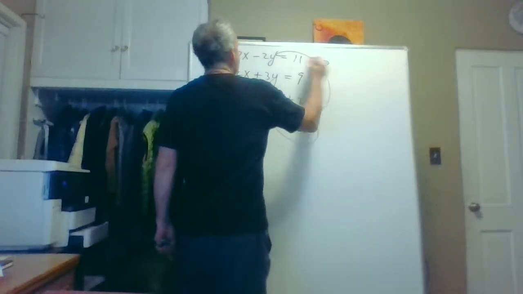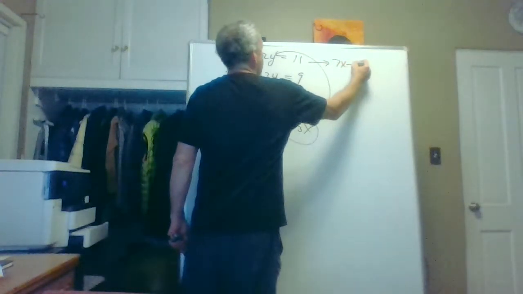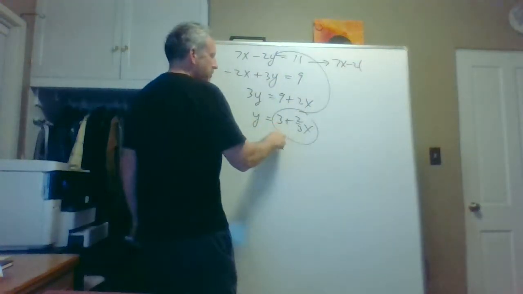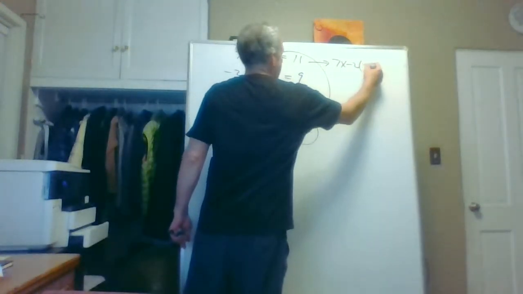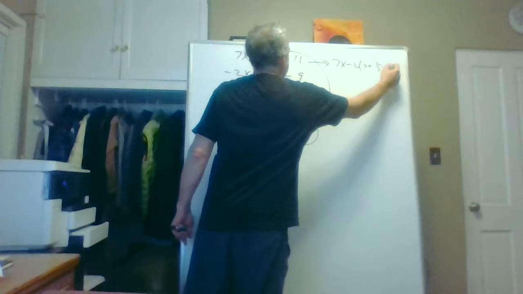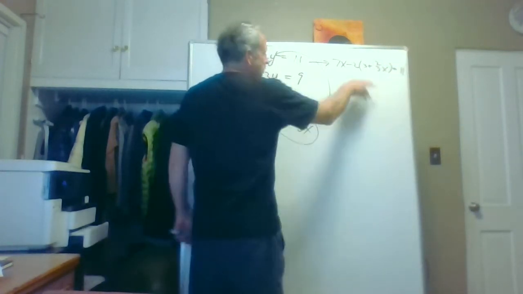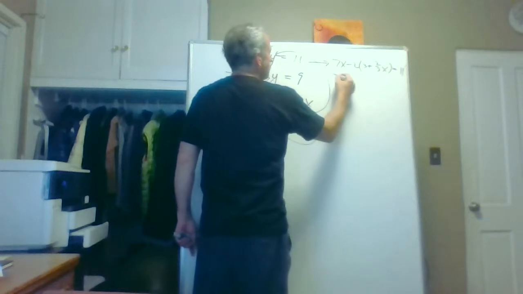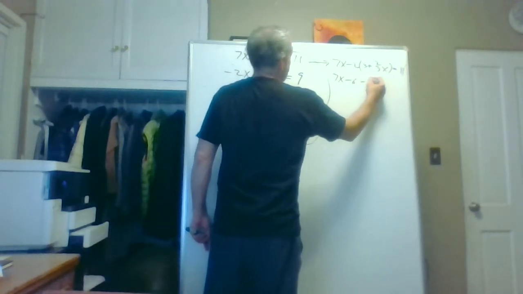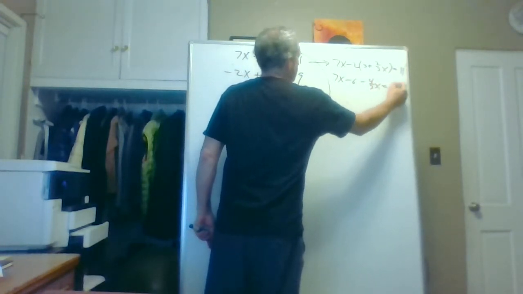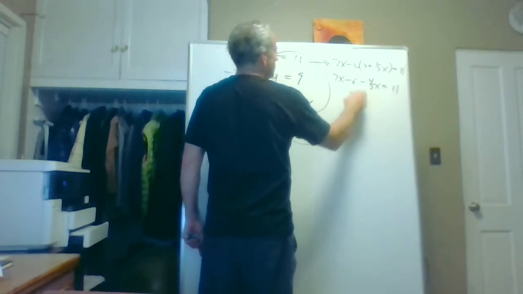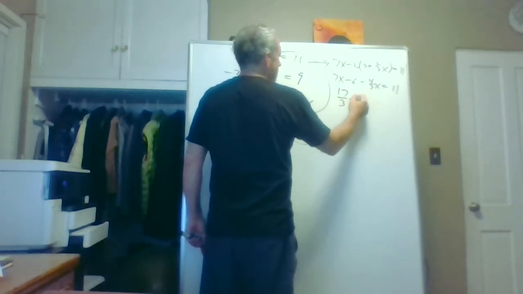So let me write this over here. 7x minus 2, what is y equal to? 3 plus 2/3 x. 3 plus 2/3 x equals 11. We're off and running. One equation, one variable. Let's do the distributive rule. 7x minus 6 minus 4/3 x equals 11. Let's combine like terms. 17/3 x.